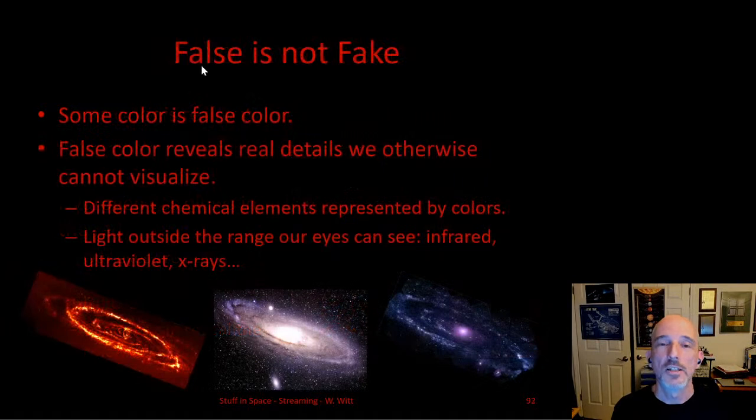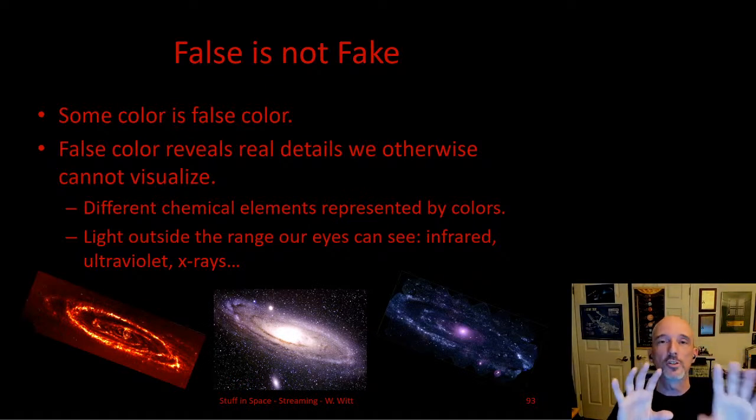Now, there's also something called false color, and I want to be really clear that false color is not fake color, right? False color reveals details we otherwise cannot visualize, and there's a couple different ways we use this. One is different chemical elements may be represented by different colors. So we may have determined that a certain structure is, let's say, an oxygen cloud or a hydrogen cloud, and we may choose to color those different chemicals differently so we can easily see what's what. So that would be one example of using false color.